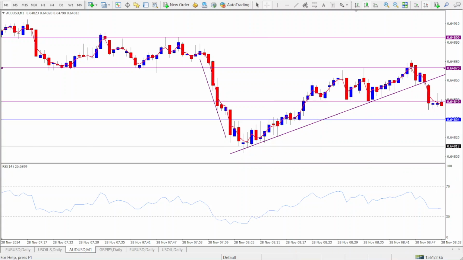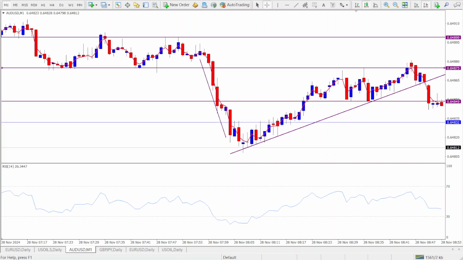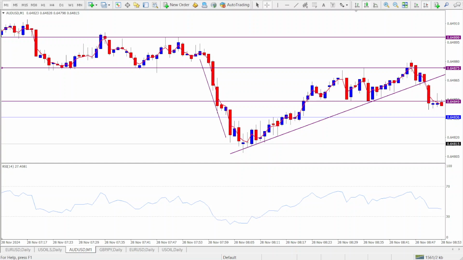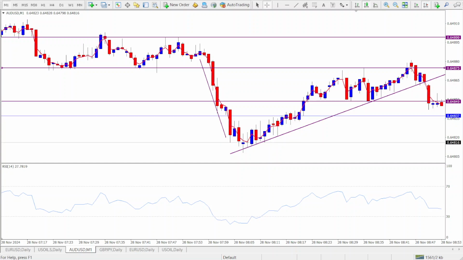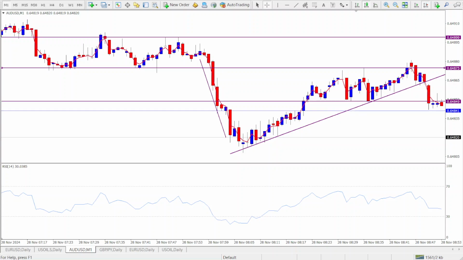All right. So the 2-period moving average might be simple, but it's quite an effective indicator for traders who know how to use it, right? By understanding its signals and combining it with other indicators, you can create a strategy that is precise.